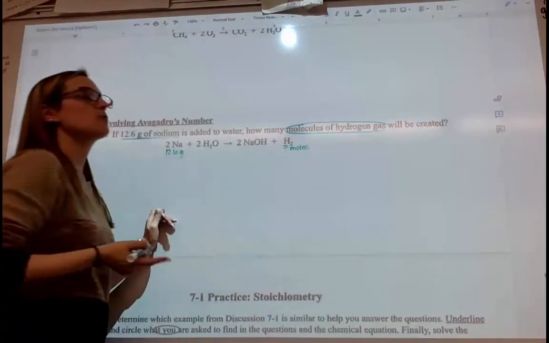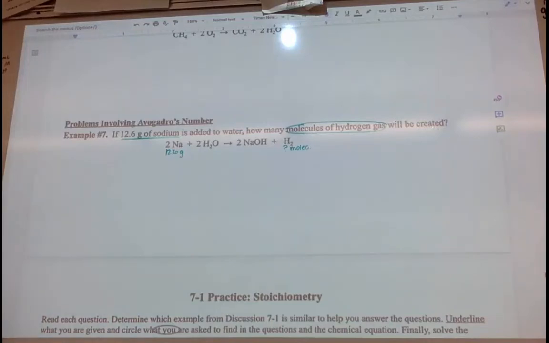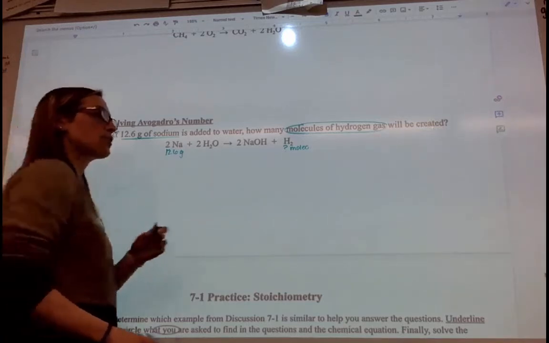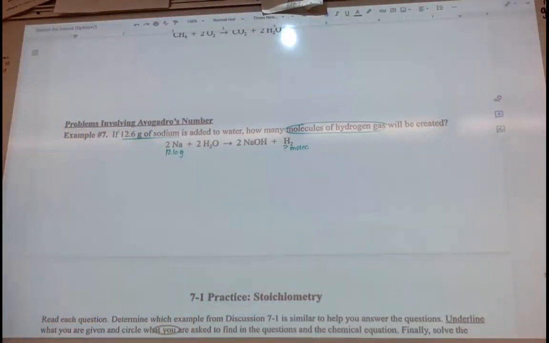Remember to distinguish between moles and molecules. I'm going to use MOLEC for molecules. Some people will use MC. Whatever unit works for you, as long as you can distinguish between your moles and your molecules.